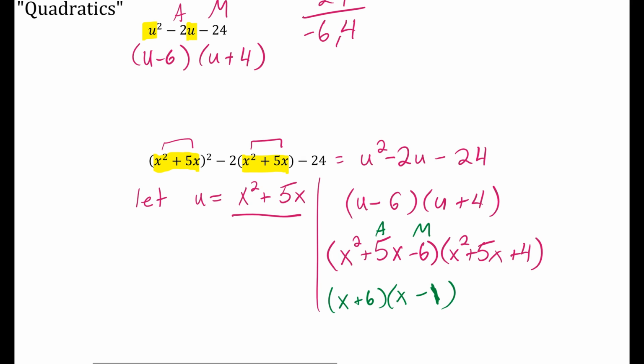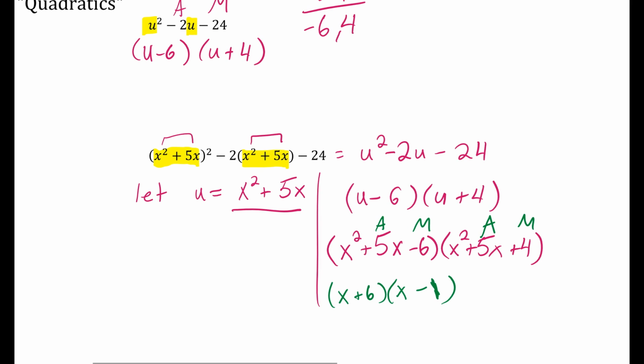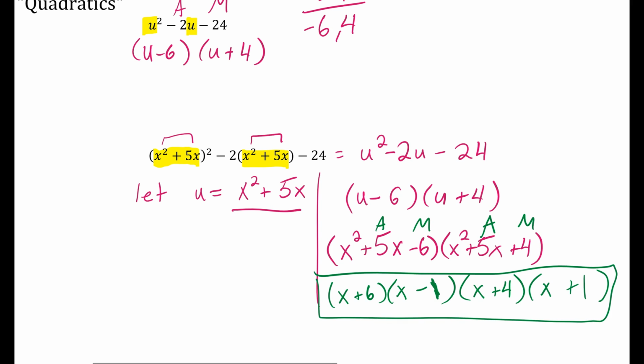If I'm looking at my second trinomial, I could ask myself those same questions. What adds to 5 and multiplies to 4 to get x plus 4 times x plus 1. So this would be the fully factored form of what we started with up there.